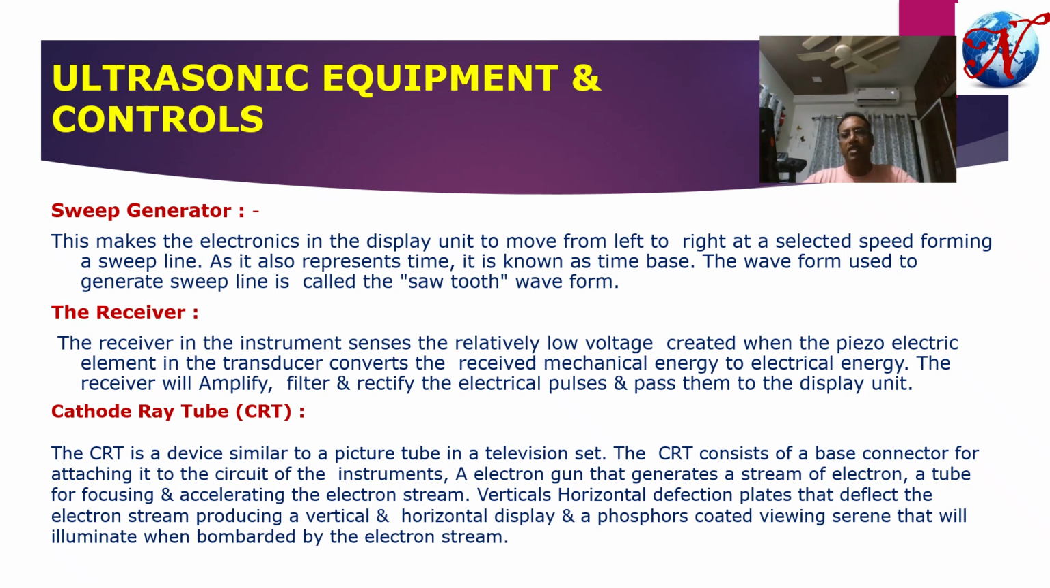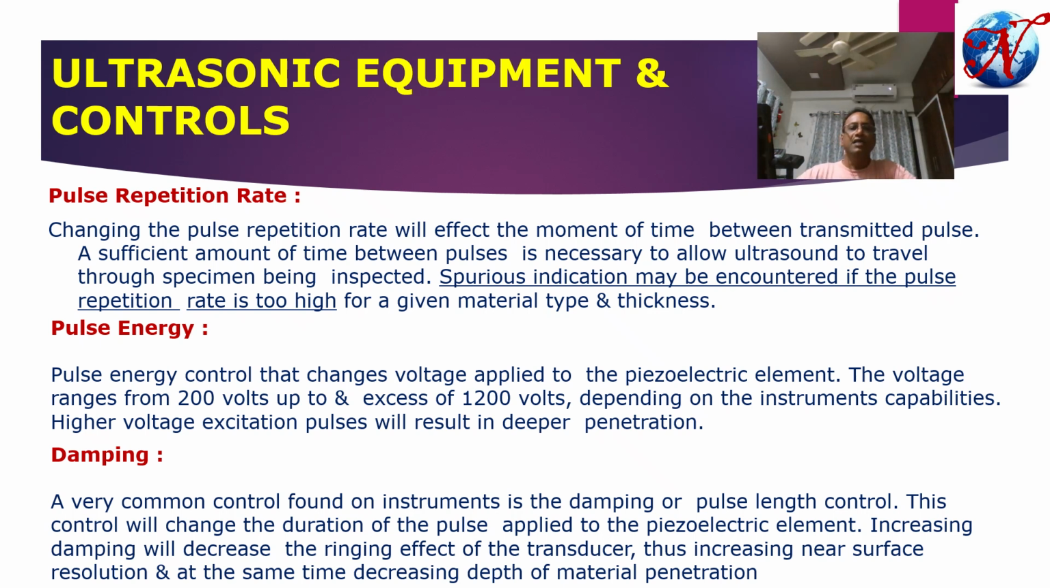The display unit, known as the CRT, is a picture tube like that in a television, and it has horizontal and vertical deflection plates. The CRT has a fluorescent screen where electrons are bombarded and a brighter image is seen. Each and every ultrasonic equipment has a PRF, pulse repetition frequency, depending upon the material thickness, structure, crystal size and frequency.